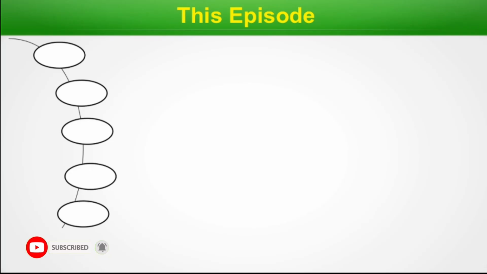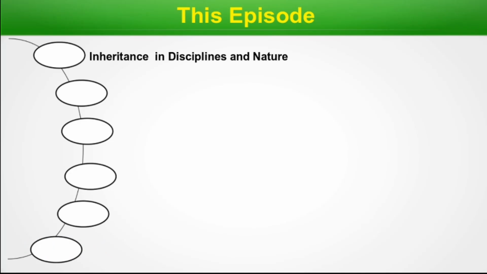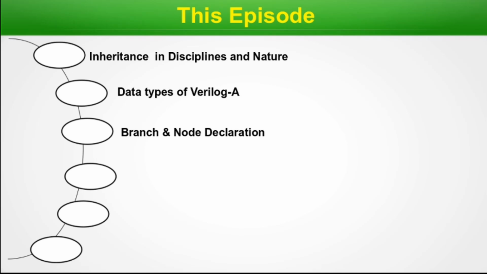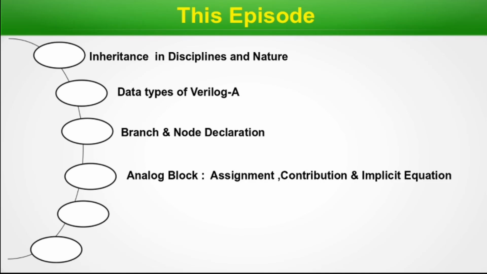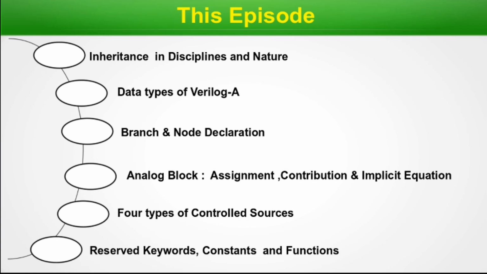Hey guys, welcome back to the second episode. In this episode, we will be discussing inheritance in discipline and nature, data types of Verilog-A, branch and node declaration, analog block, assignment, contribution and implicit equation, 4 types of controlled sources, reserved keywords, constants and functions.